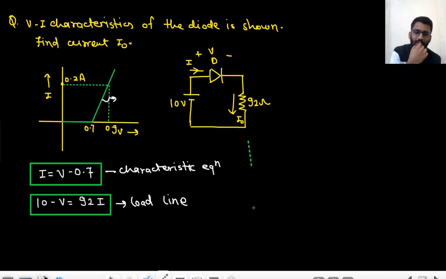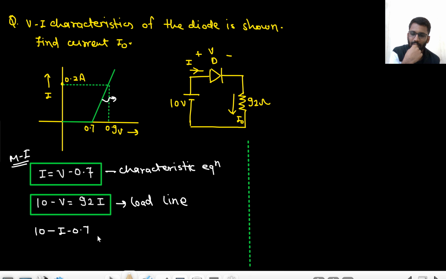This is actually method 1 that we are using here. Then we will use method 2. Now I can put the value of I here. What do I need to find? I need to find the value of I naught. So instead of V, I will put I plus 0.7. 10 minus (I plus 0.7) is equal to 92I. So 9.3 is equal to 93I, I is equal to 9.3 upon 93. 9.3 upon 93, what will it be? 100 milliampere.